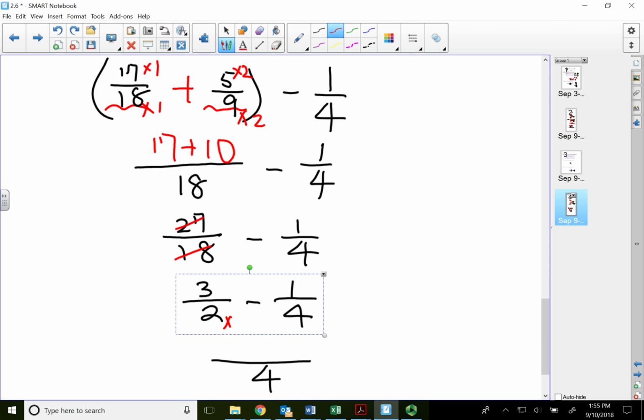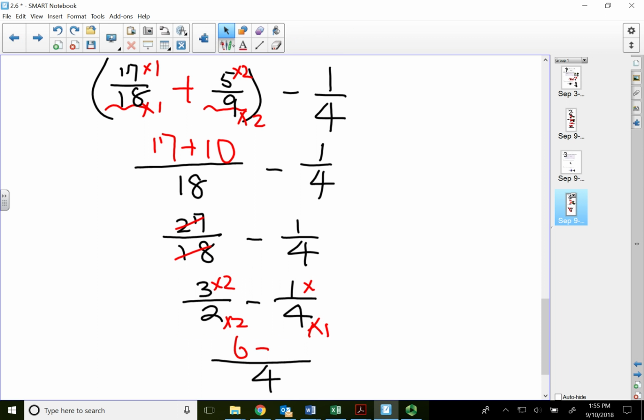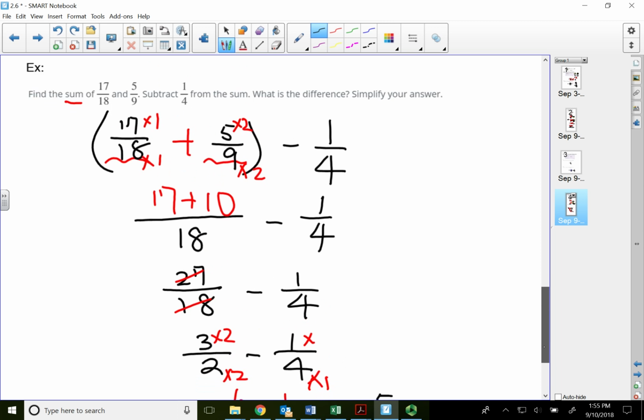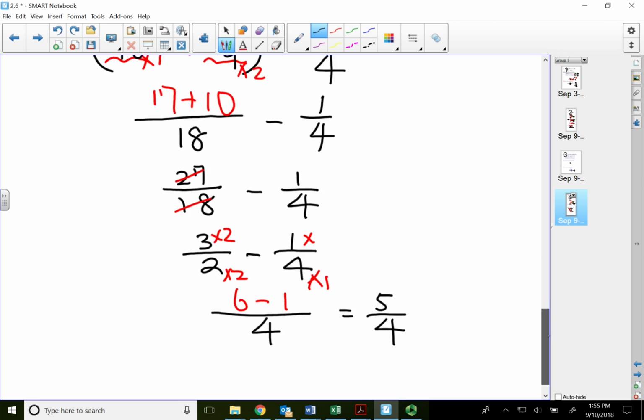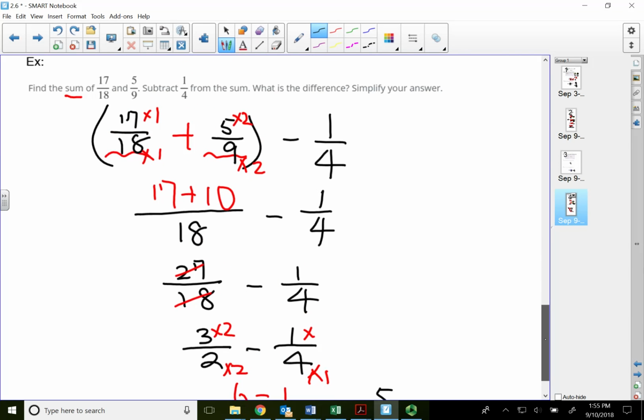So the denominator 2 going to the new denominator 4 increases 2 times. 3 times 2 is 6 minus. The old denominator 4 going to the new denominator 4 one time. Numerator times by 1, which is 1. So my answer, 6 minus 1, 5 over 4 will be the answer. I don't think it says convert to mixed number, but you can if you want to, if the instruction actually says so. All right, so that's my answer for this one.